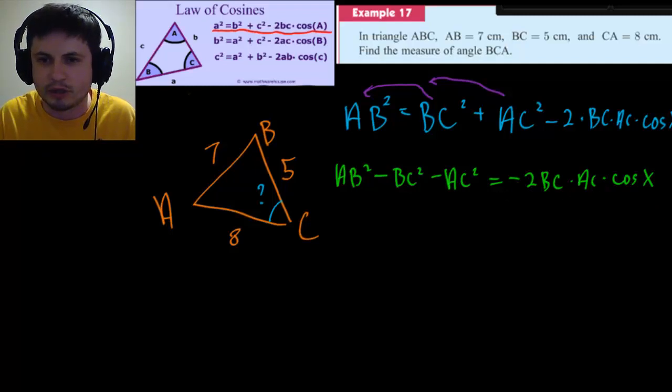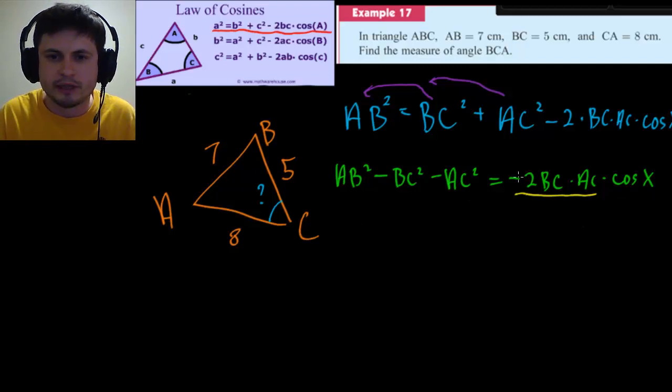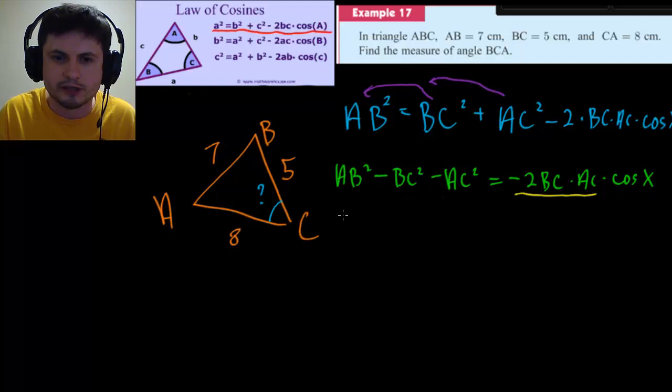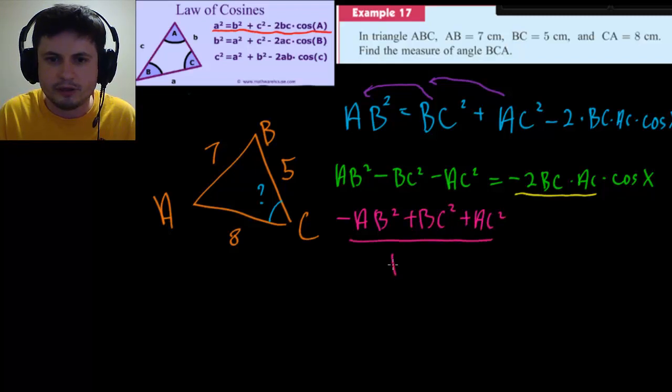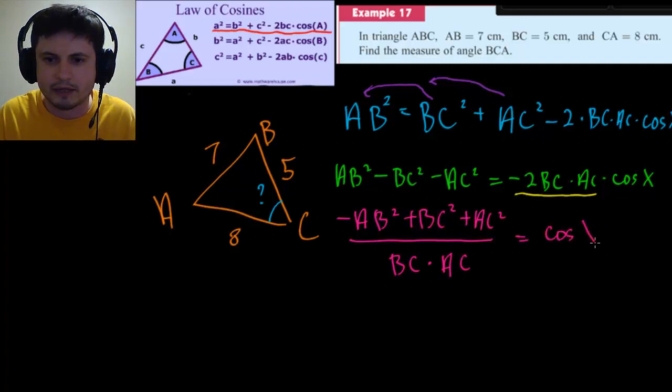So basically we're dividing everything by this little piece right here, which you can assume is a number. There is a negative sign here, so everything here will change signs. So this will become minus AB squared plus BC squared plus AC squared, divided by 2 times BC multiplied by AC, and all of this equals cosine of x.